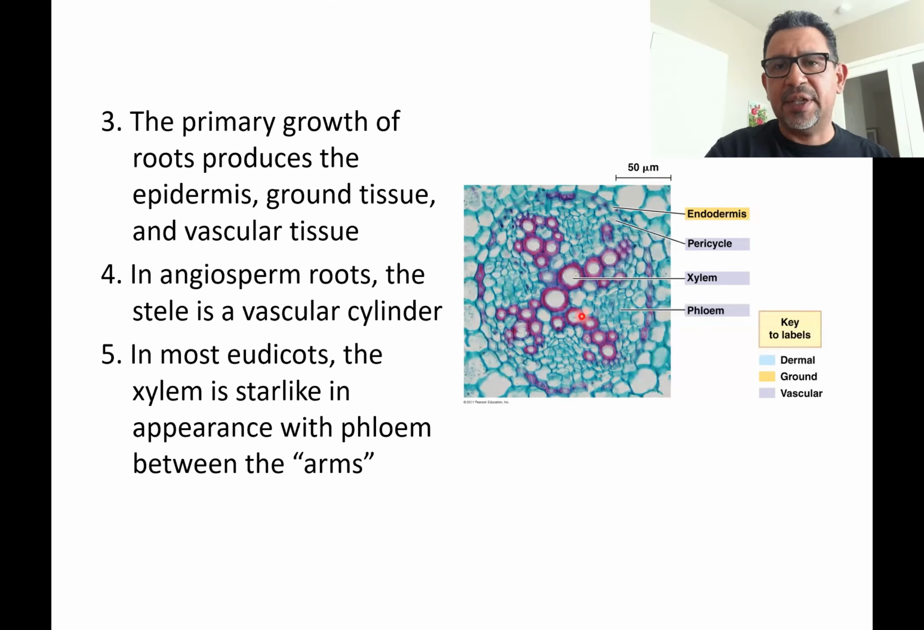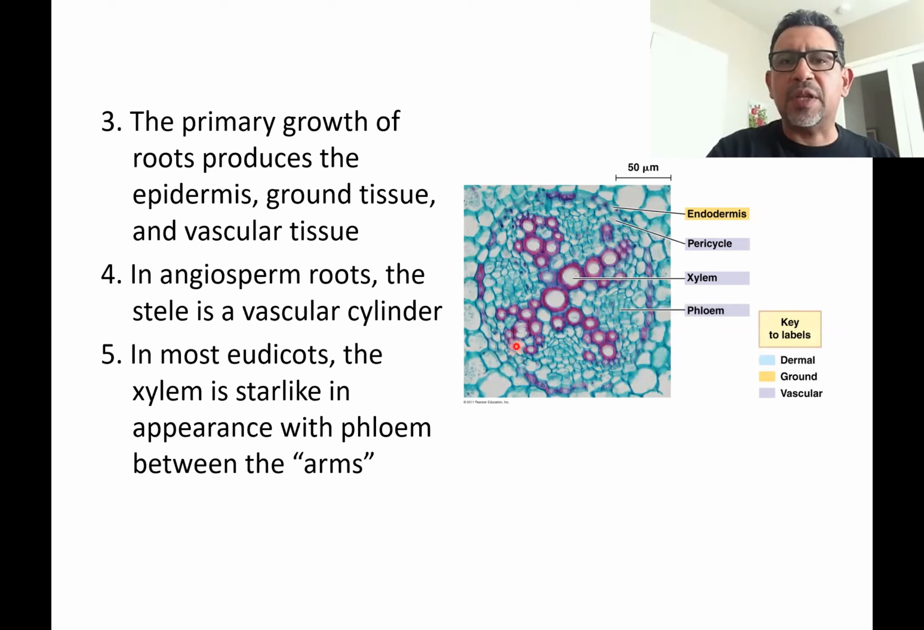this X. These are going to be cells that correspond to the xylem. These larger in diameter are usually going to be vessel elements. These are going to be smaller in diameter, usually going to be tracheids. Here we see the cells of the phloem. These are usually going to be sieve tube elements.